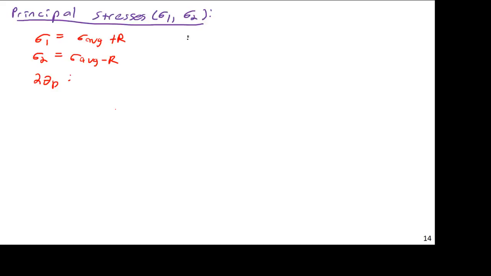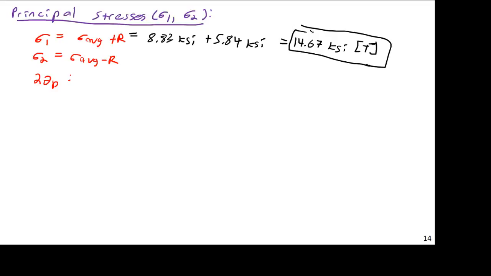So sigma 1 is 8.83 KSI plus 5.84 KSI, and this comes to 14.67 KSI in tension. Sigma 2 is sigma average minus r, going to be the same numbers, just a subtraction sign. 8.83 KSI minus 5.84 KSI, which will equal 2.99 KSI, also in tension.